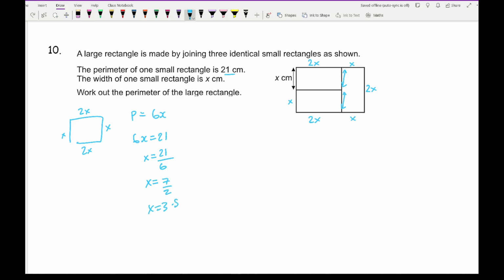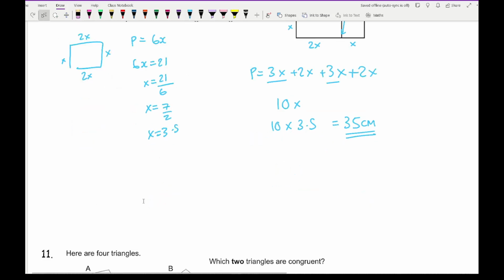Now looking at the perimeter of the big rectangle, well, that's going to be 3x plus 2x plus 3x plus 2x, so that gives us 10x. And so therefore, if x equals 3.5, it's going to be 10 times 3.5, which is 35 centimeters. And there is our final answer.